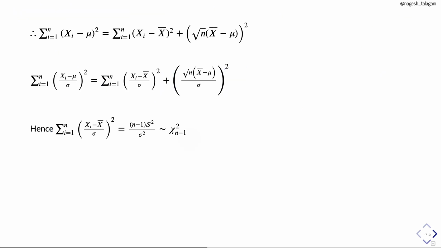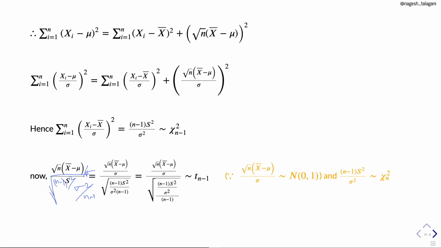Fine. Now let me consider root n of (x bar minus mu) by s. Now let me divide numerator and denominator by sigma. Now let me write this denominator as under root s square by sigma square. Also let me multiply and divide by n minus 1, like this. Here you can see that now we already know this root n of (x bar minus mu) by sigma follows the standard normal distribution. You can think like this one is z.